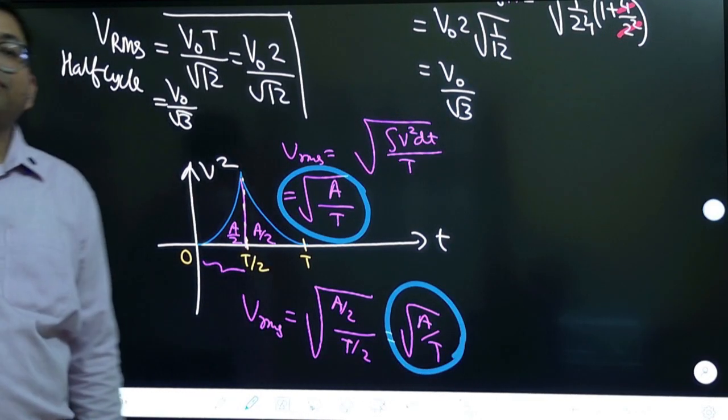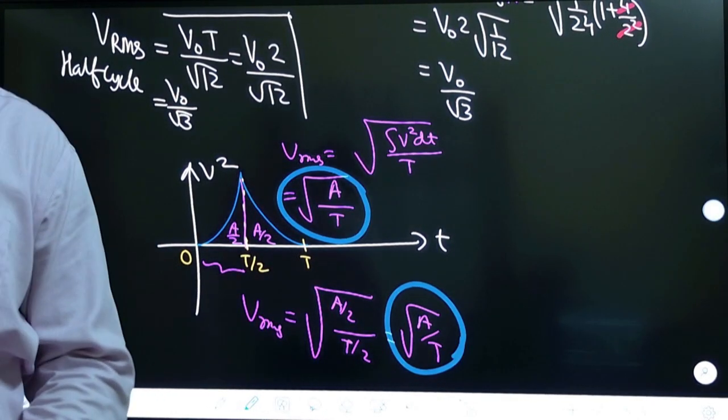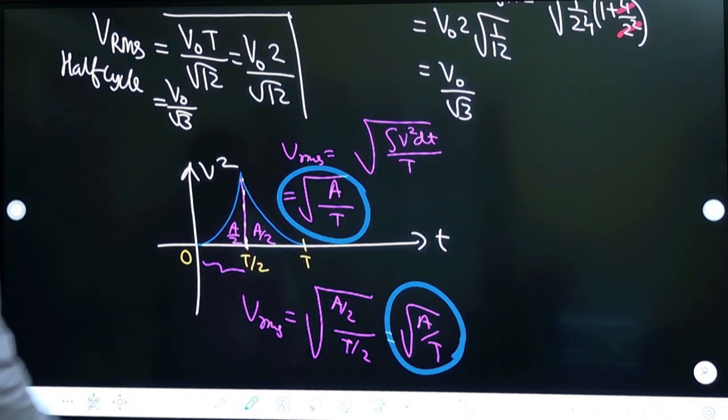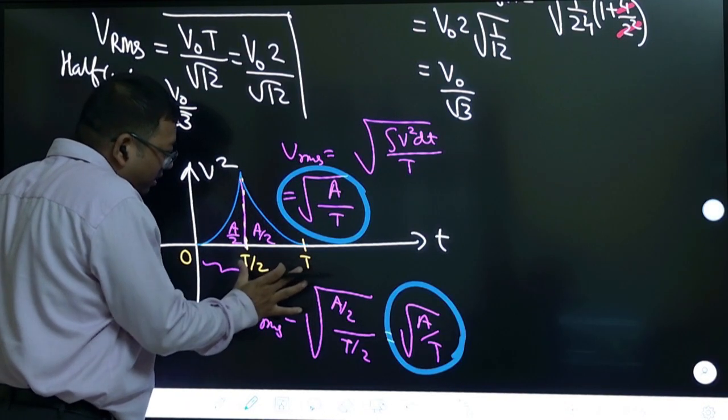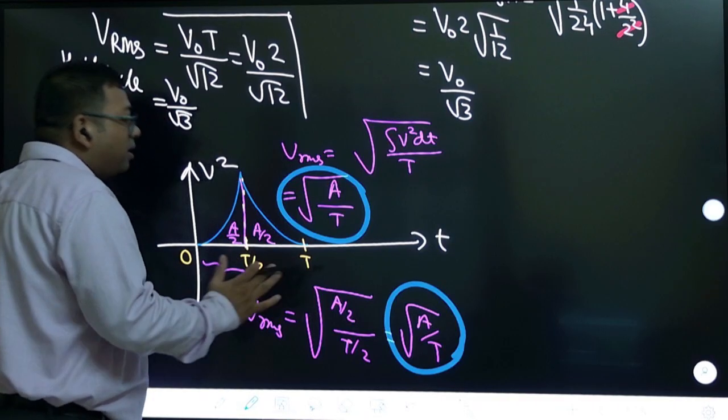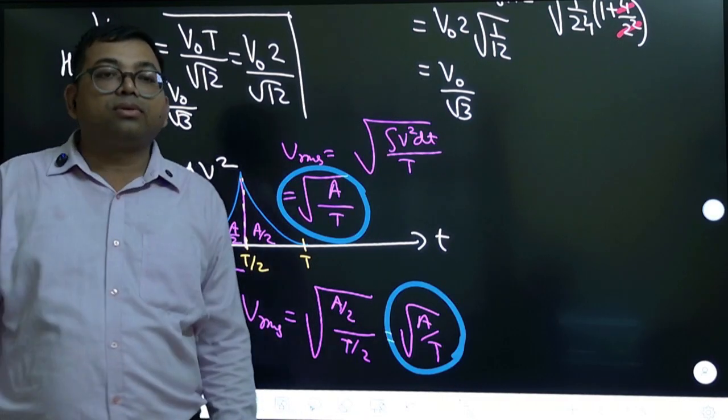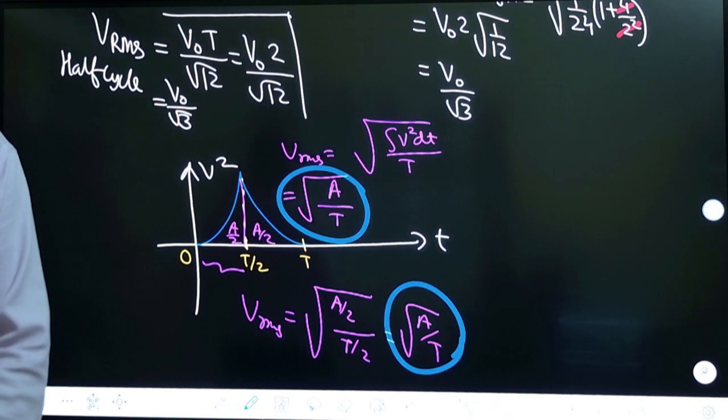This value and this value are the same. If the graph is symmetric, then whether you take the full cycle or the half cycle, the RMS comes out the same value. Correct?